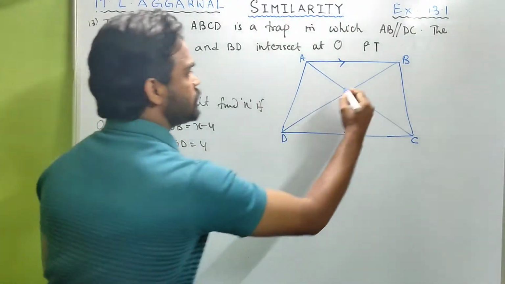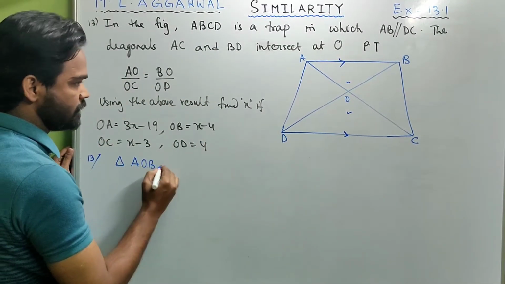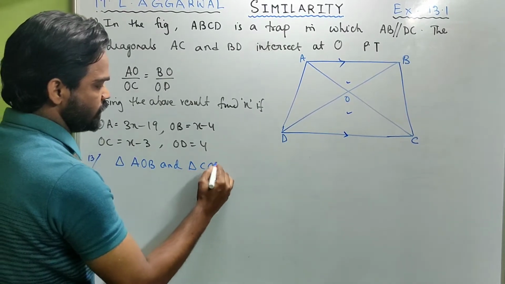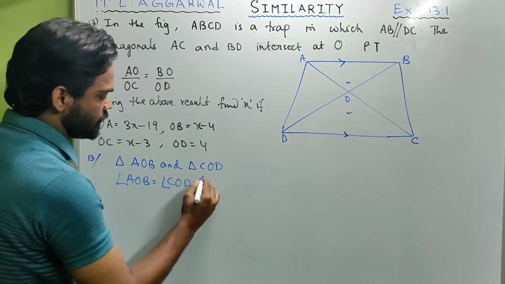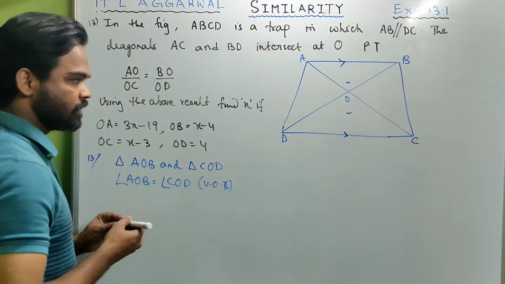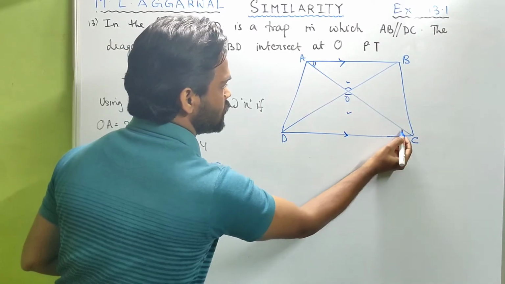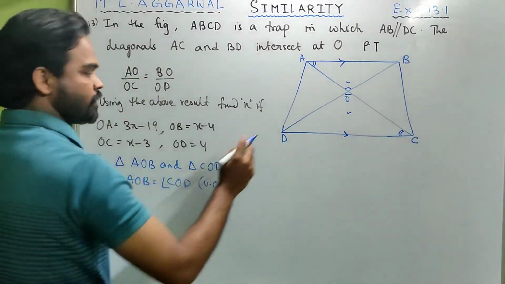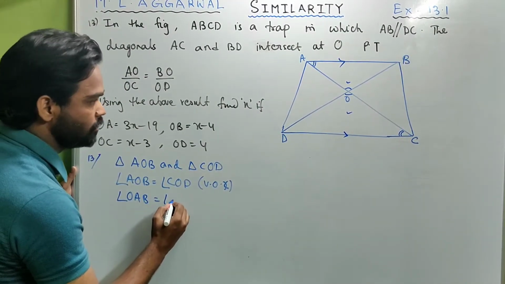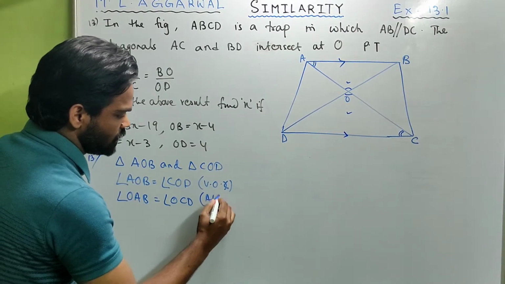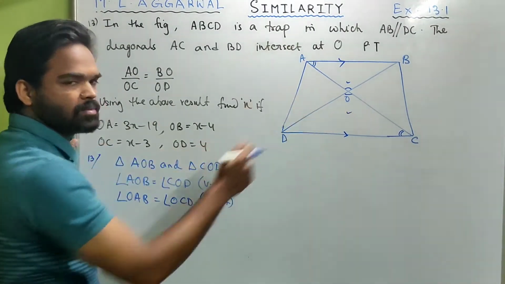First part, look at these two triangles. I'm talking about triangle AOB and triangle COD. First of all, angle AOB is equal to angle COD. That's vertically opposite angles. There's no doubt in that. So this angle and this angle are equal. Similarly, this angle and this angle are alternate angles. They will be equal. Angle OAB is equal to angle OCD. That's alternate angles. Why? Because AB and DC are parallel, isn't it? So AC becomes a transversal.